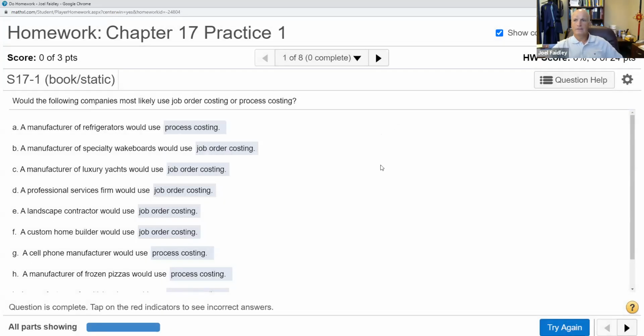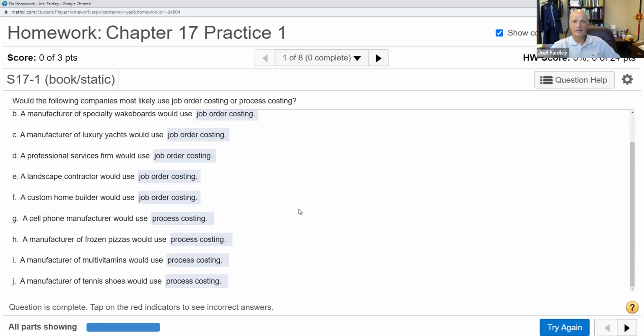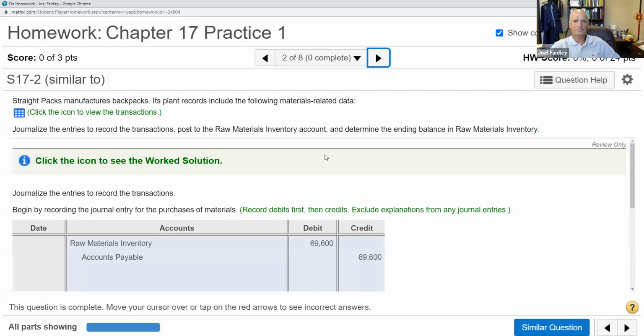All right, here is just several of these various companies, and you've got to designate whether it's process or job order. Manufacture refrigerators, that's pretty standard. Even though they may have a lot of different types, like Whirlpool or Maytag, it's still a process. Wakeboards, job order. Luxury yachts, job order. Professional services firm, job order. Landscape, they're going to have a different cost for every landscape job. See the answers for that. All right, number 2.